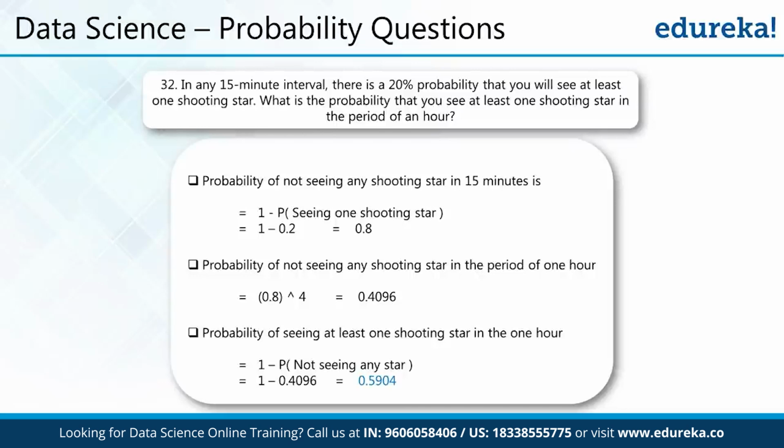What I need to do is calculate the probability of not seeing a shooting star in 1 hour. These are independent events: seeing a shooting star in the first 15-minute interval, the second, third and fourth in an hour's period are independent of each other. So we can multiply the probabilities: 0.8 times 0.8 times 0.8 times 0.8, which comes down to about 0.4. So the probability of not seeing the shooting star in 1 hour is 0.4. The probability of seeing it is 1 minus the probability of not seeing it, so the answer comes down to about 0.6.